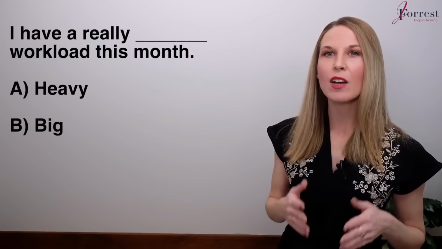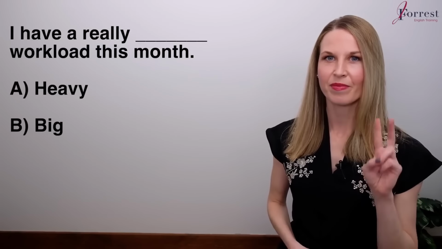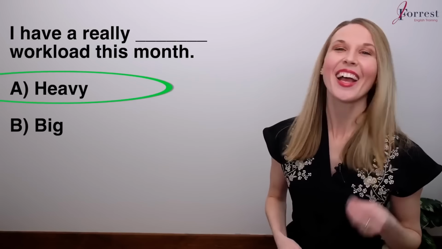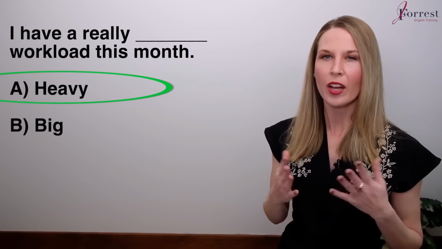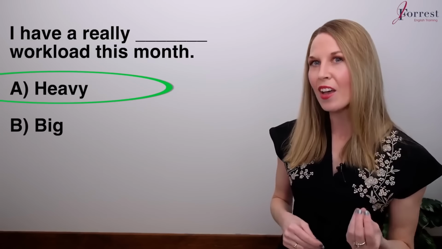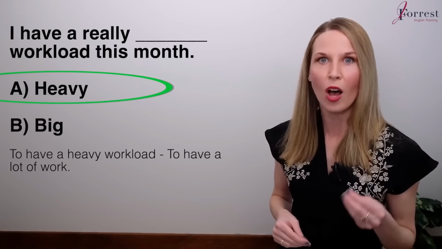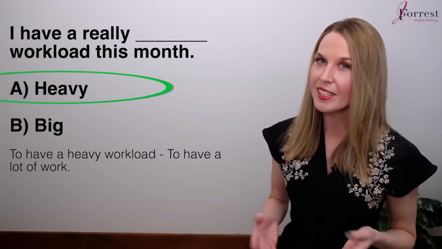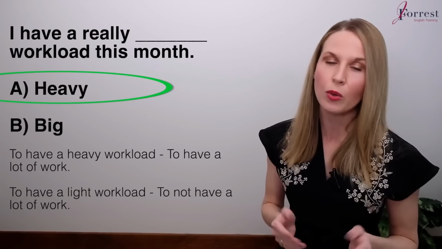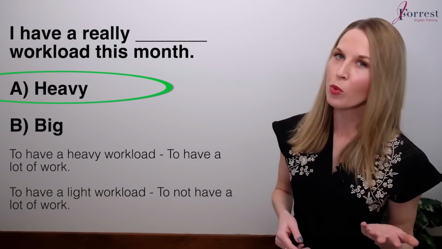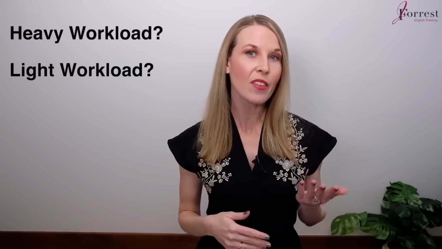Number 13, I have a really workload this month, A or B. A, heavy. B is a direct translation. It's not something that we use in natural English. It sounds awkward and unnatural. A heavy is the adjective that we use to describe our workload. When your workload is heavy, it simply means you have a lot of work to do. And what's the opposite of heavy? The opposite is light, right? Light. So when you don't have a lot of work to do, you would say, I have a light workload. Heavy workload, light workload. So what about you? How would you describe your workload right now? Would you say it's heavy or light?